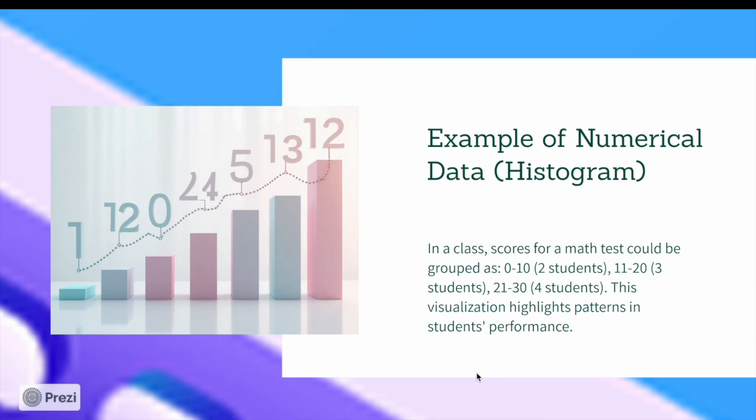Numerical data. Histograms display numerical data by showing the frequency distribution across the intervals. For example, in class scores, like we talked about before, math test scores could be grouped from 0 to 10, 11 to 20, 21 to 30. So this is now ranges. We're considering ranges now.